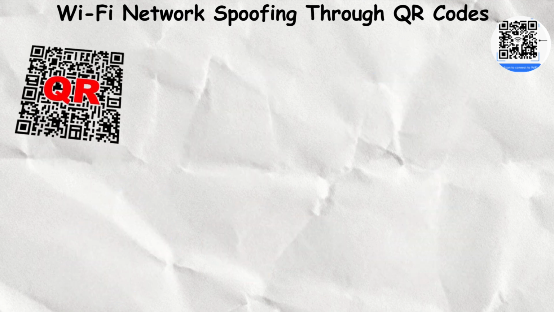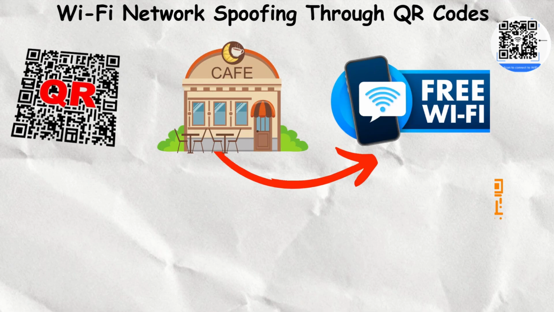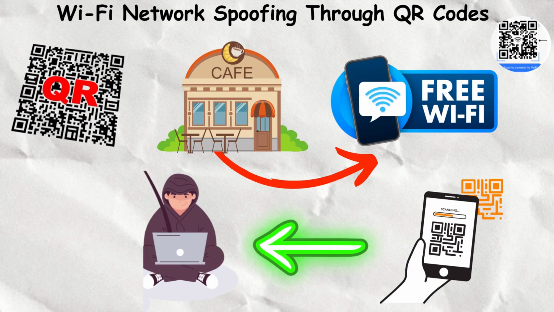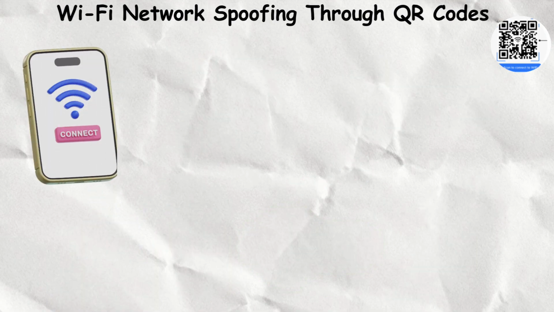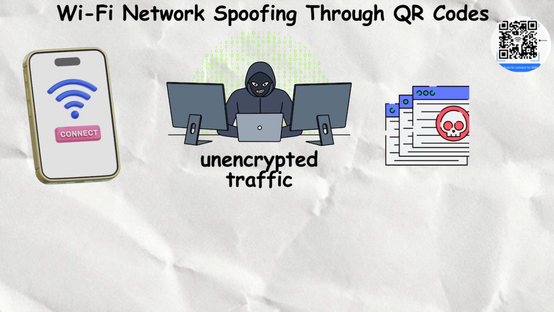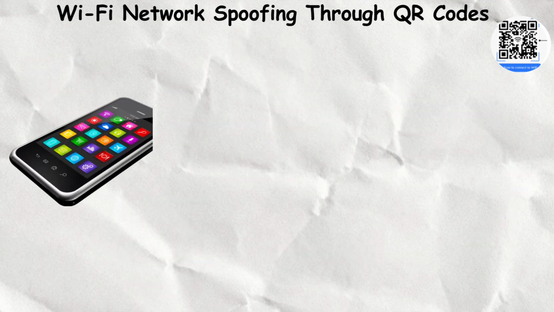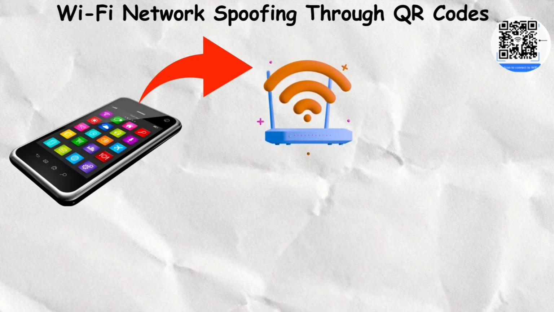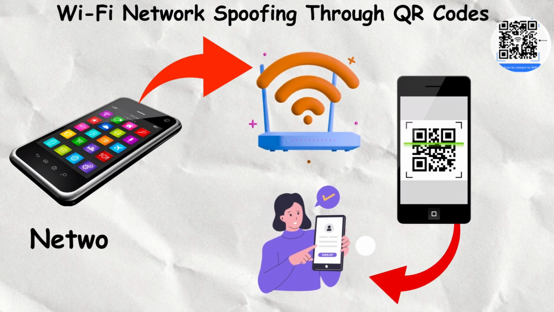For example, a QR code at a cafe might say "free Wi-Fi," but scanning it connects you to the attacker's hotspot instead of the real one. Once connected, the attacker can intercept unencrypted traffic, inject malicious code, or redirect you to phishing sites. Since phones automatically trust Wi-Fi details stored in QR codes, users rarely check whether the network name and password match the official ones.